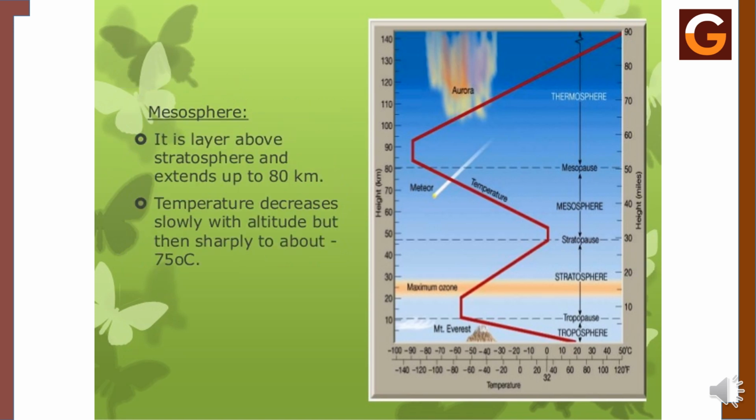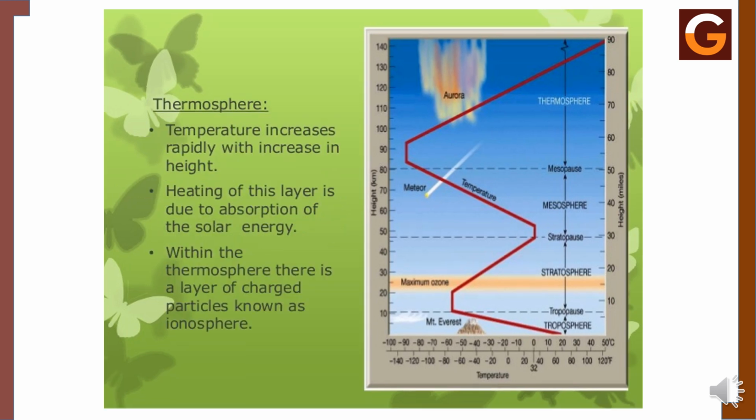Next is mesosphere. Mesosphere is the layer seen just above the stratosphere. It extends up to 80 km. Here in this layer the temperature decreases slowly with altitude, that means with height, but then sharply increases up to 75 degrees Celsius. The next layer is thermosphere.